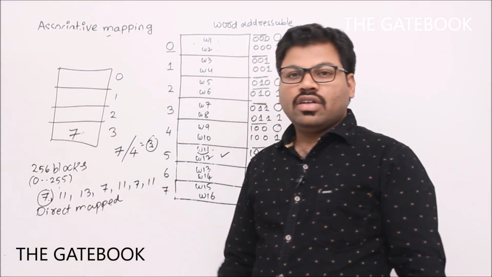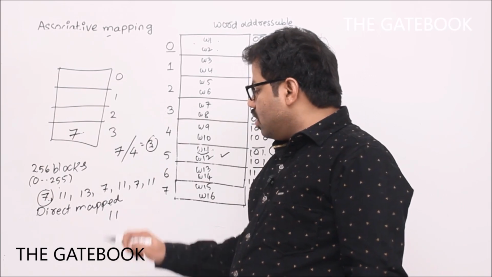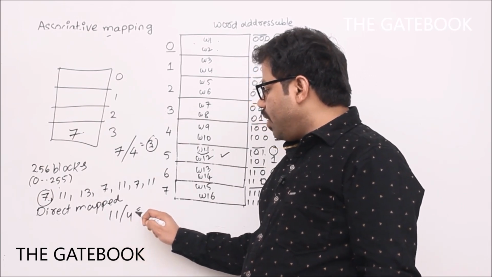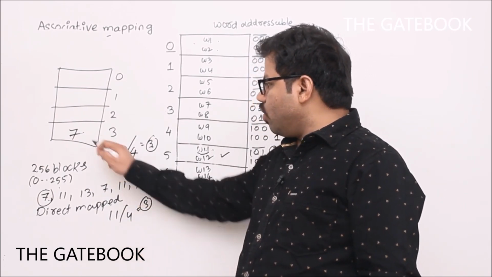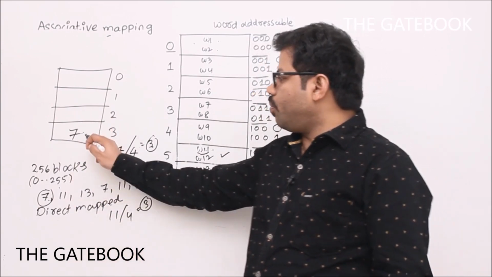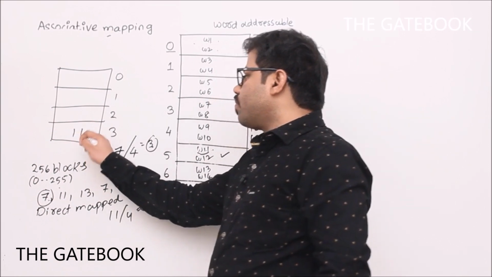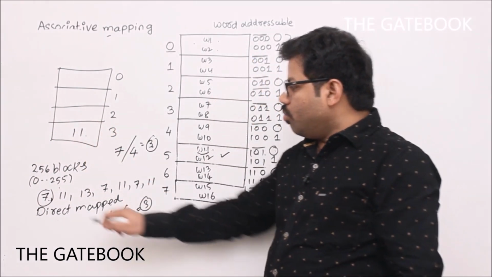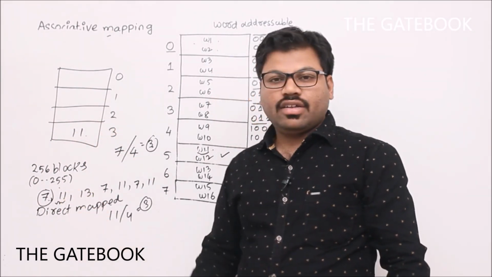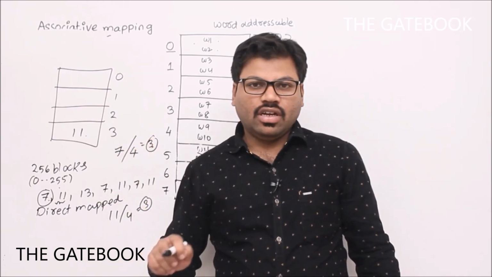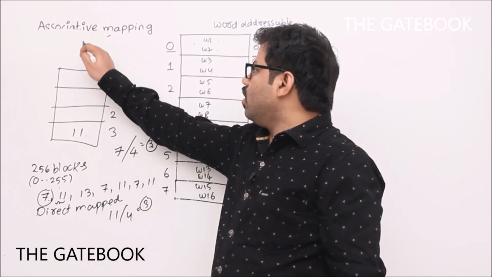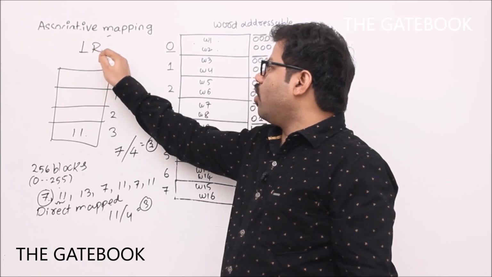Now 11. So that 11, simply divide by 4. The remainder is 3, right? So it will go to the same place. But already it is occupied, right? Then we have to keep 11 here. That will be the right strategy, because the most recently used one is 11, right? Correct? That's why we have to keep it here. So this is a technique called the LRU algorithm.